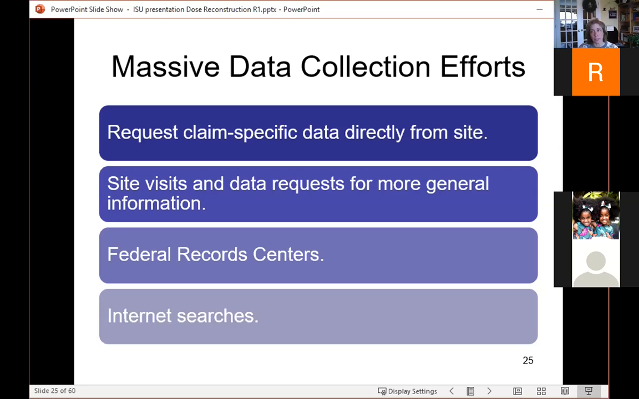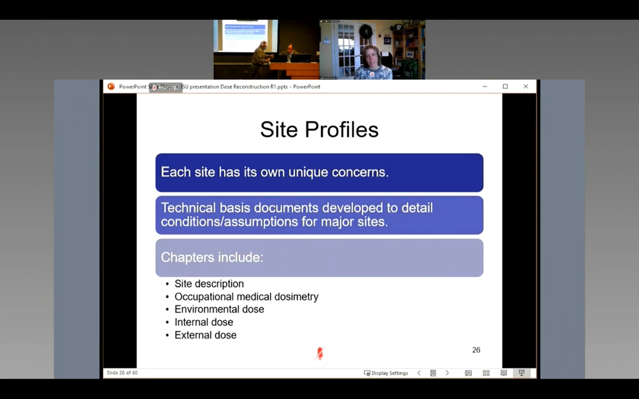We've done many site visits and make data requests for more general information about the sites. We get a lot of information from the federal record centers. Some sites have closed and that's where their information went to, and that's where a number of records are archived. And also internet searches. There's a lot of information on the internet about some of these sites. So each site has its own unique concerns. So we have developed technical basis documents that detail conditions and assumptions for the major sites. Chapters include the individual areas that we're required to reconstruct. So medical dosimetry, environmental dose, internal and external dose. And there's also an overall site description that can help in the reconstruction.